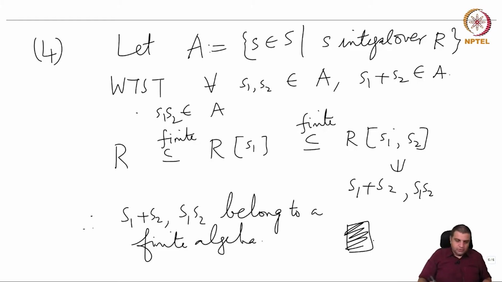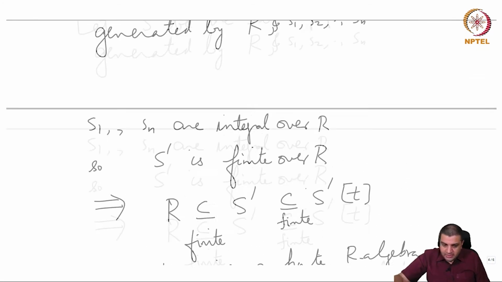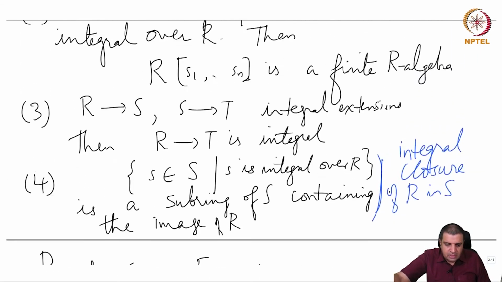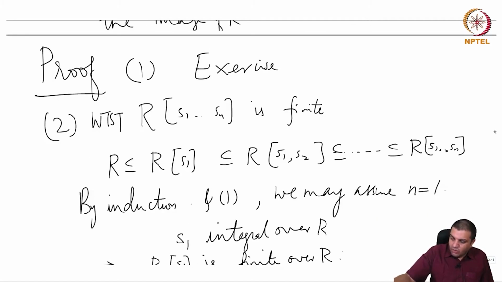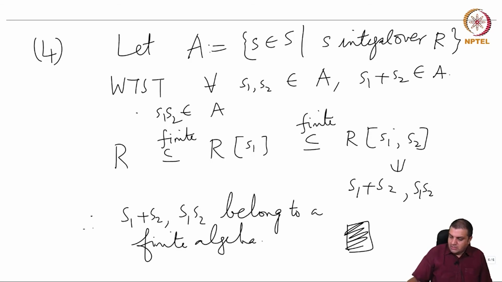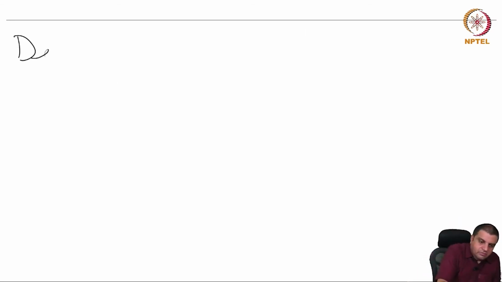So this proves the proposition. What it says is composites of finite is finite, composites of integral is integral, and it also proves the other thing, number 2, that if you have a finitely generated algebra generated by integral elements, then it is actually a finite algebra. And the final statement is the integral closure of a ring in another ring is a ring. So we'll define this integral closure.